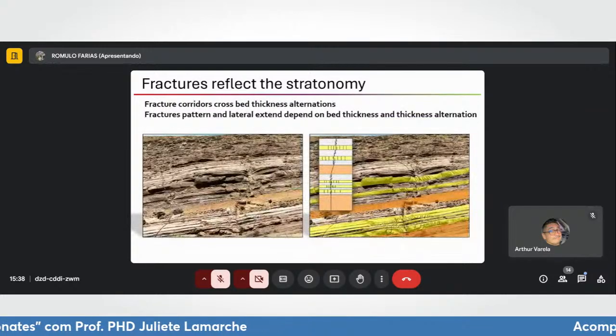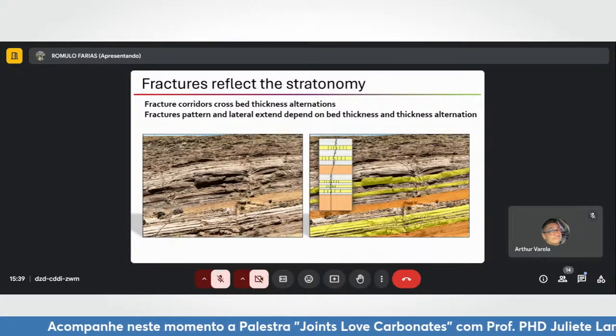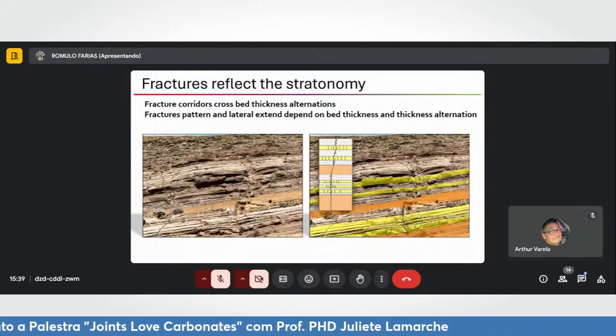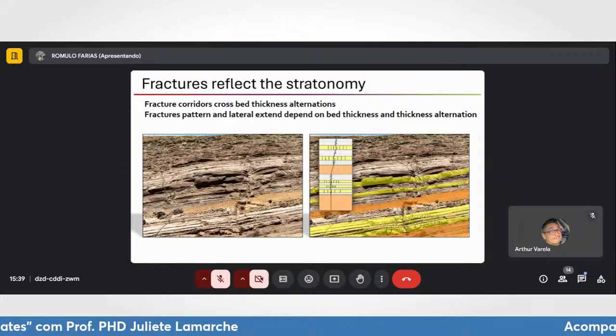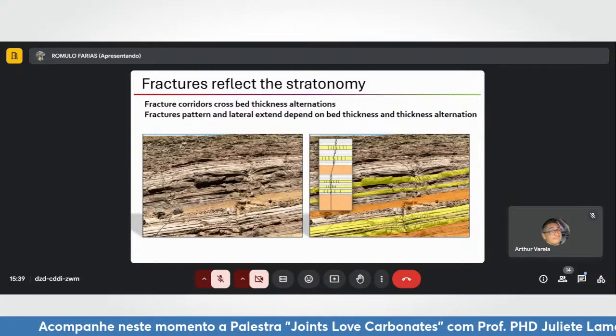And here, this is another example where you can see the corridor is wider in coarse-grained beds and very thin, almost one single fracture, in fine-grained clastics. So there's really a dependence on the bed width, depending on the thickness and lithology of the clastics.